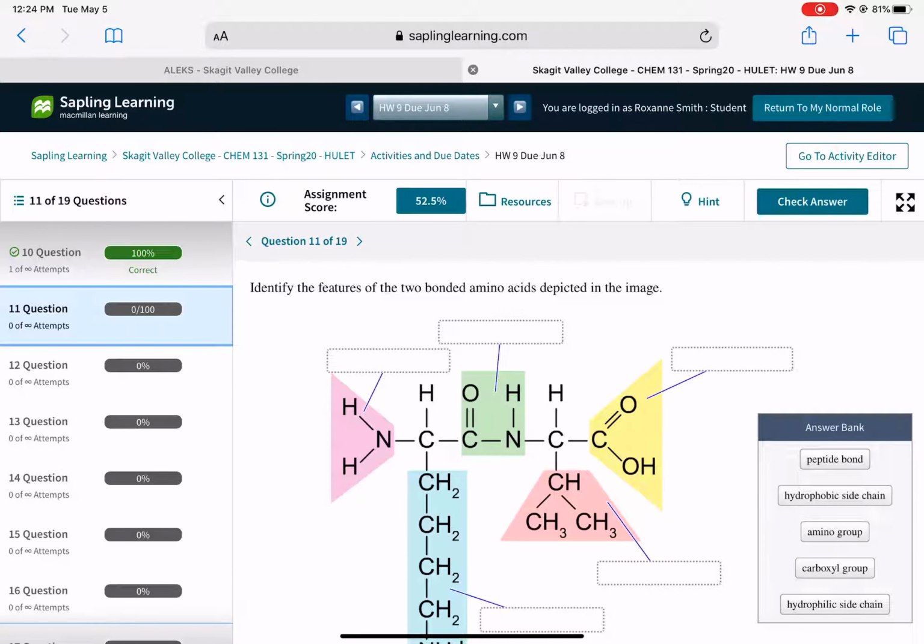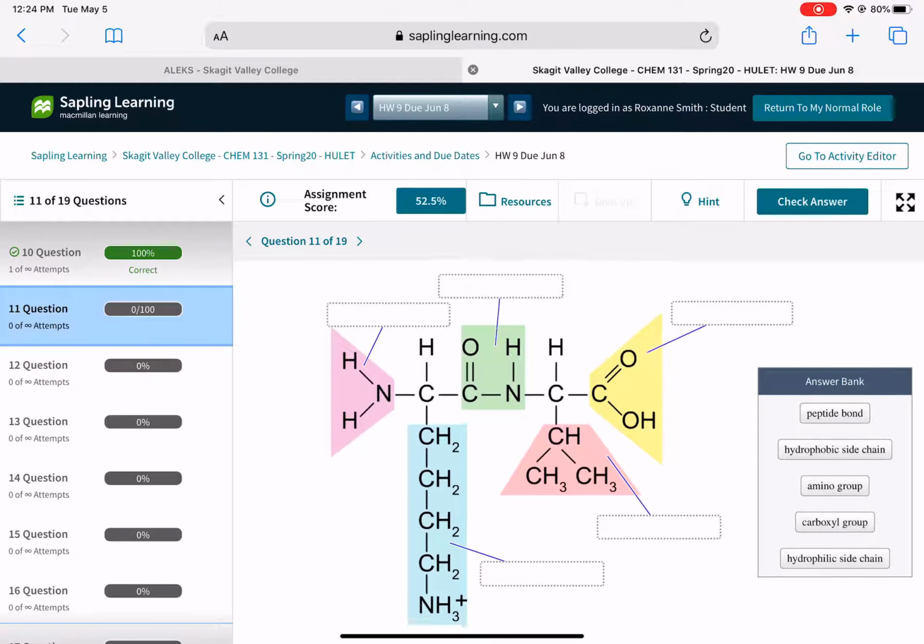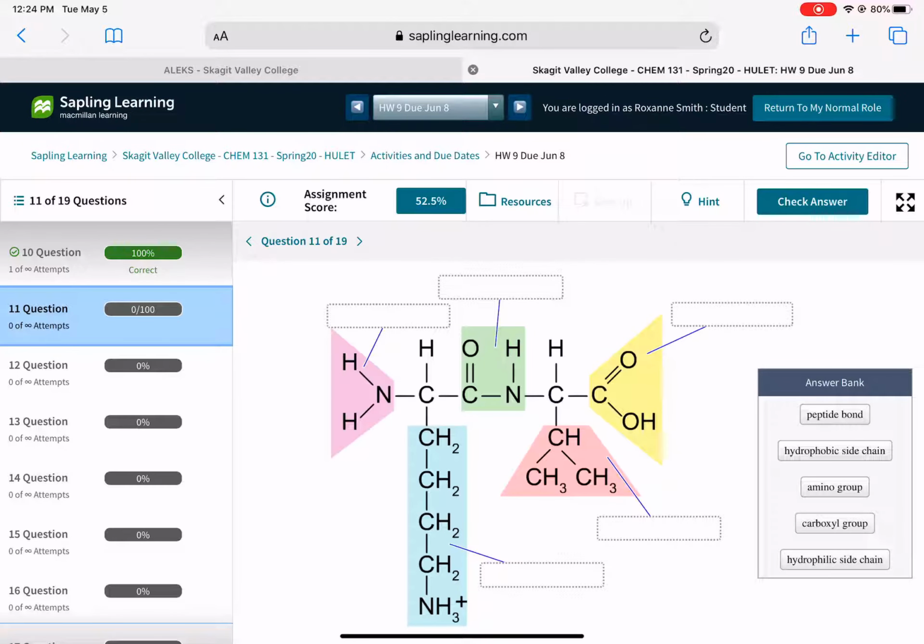Let's have a look at homework 9, starting with problem 11. This is showing you a peptide made up of 2 amino acids. It's got 5 different areas highlighted that it wants you to identify. So your choices over here: the peptide bond, which is the amide bond, and you have a definition for that in your notes. Hydrophobic side chain, and down here on the bottom, hydrophilic side chain.